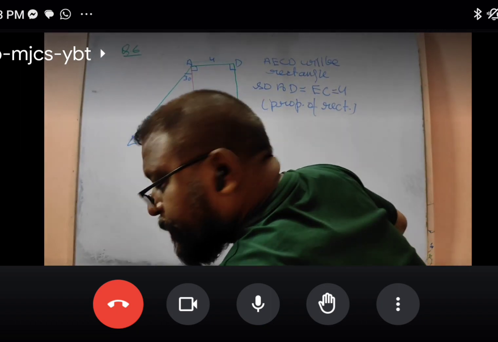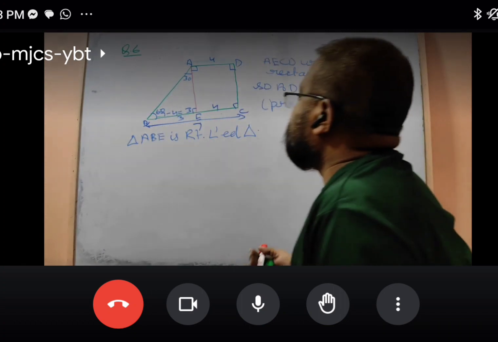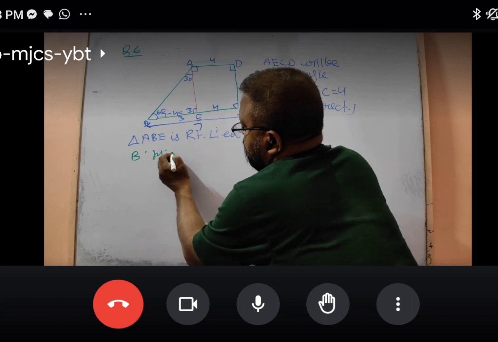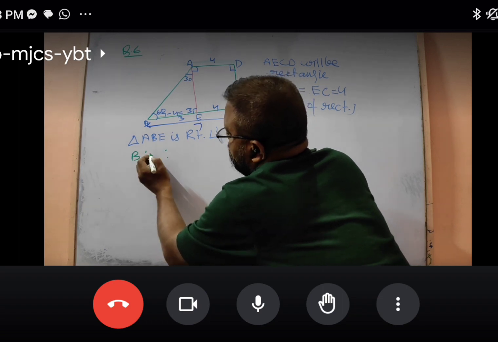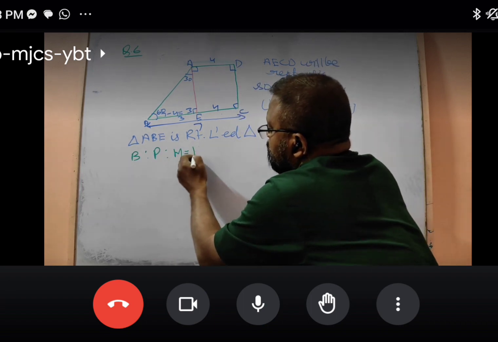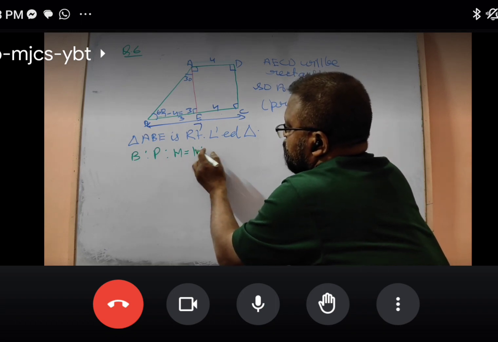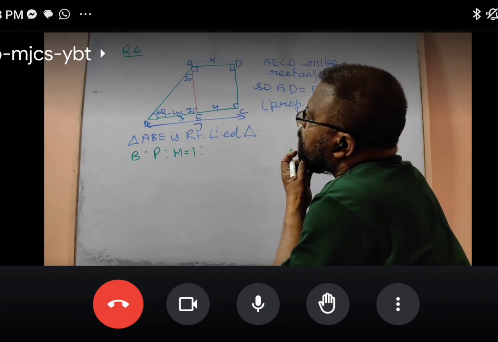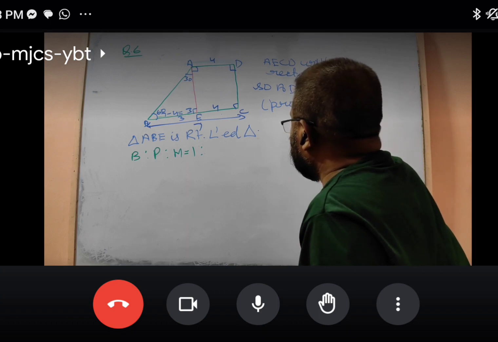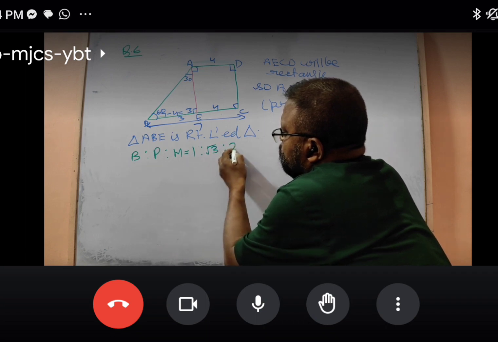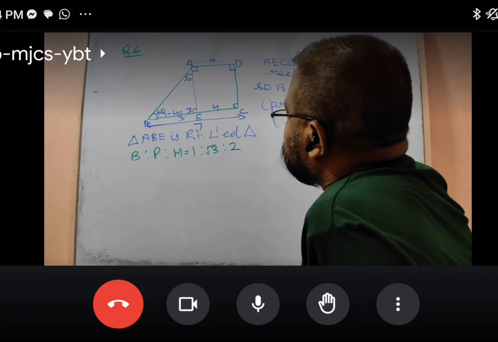I told you the ratio of base, perpendicular, hypotenuse is equal to 1 is to root 3 is to 2, like this. Right?